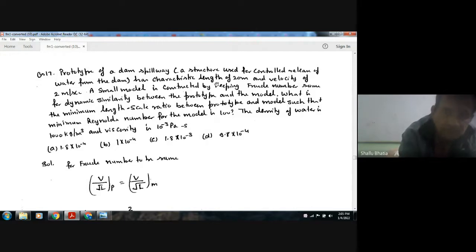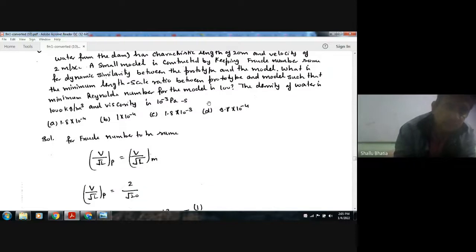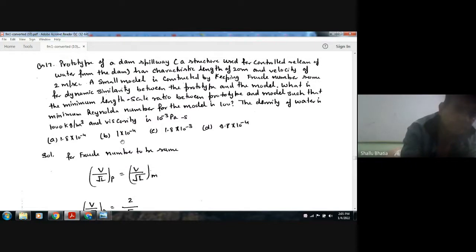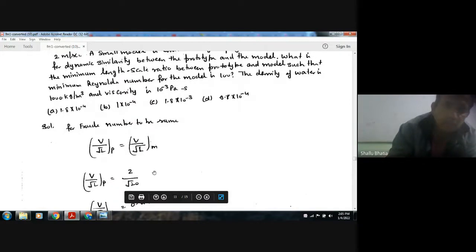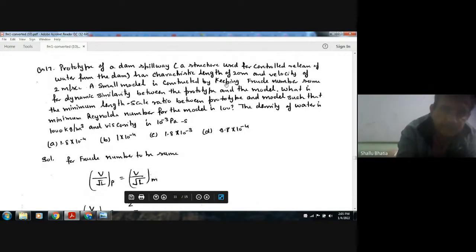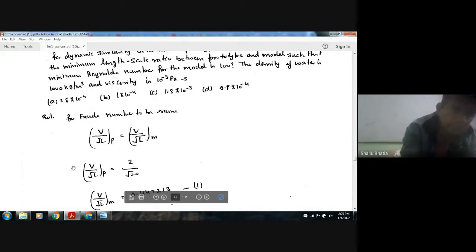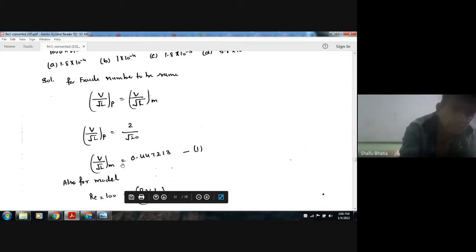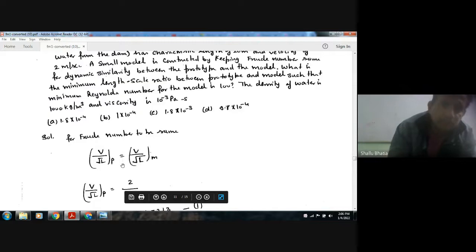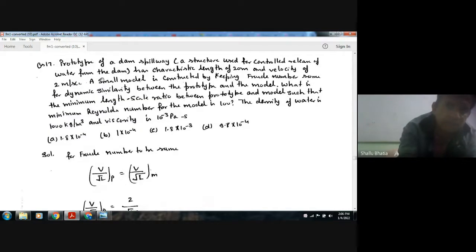So here the Froude model is used. According to the Froude number, we have V by root L_P and V by root L_M. For the prototype, the characteristic length is 20 meters and the velocity is 2 meters per second. So we can put this in and get V by root L for the prototype, and also for the model.